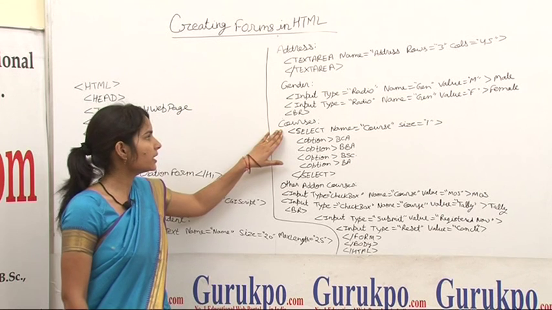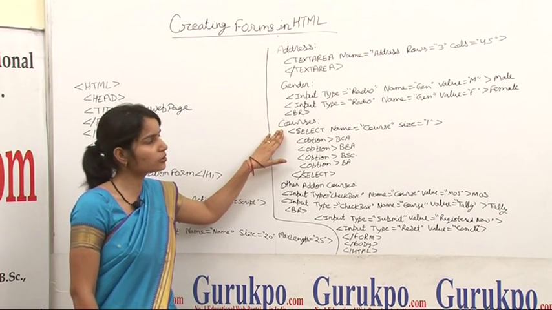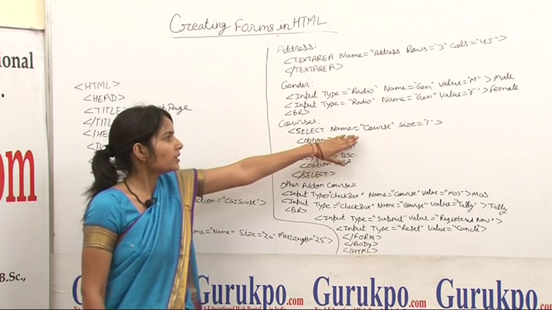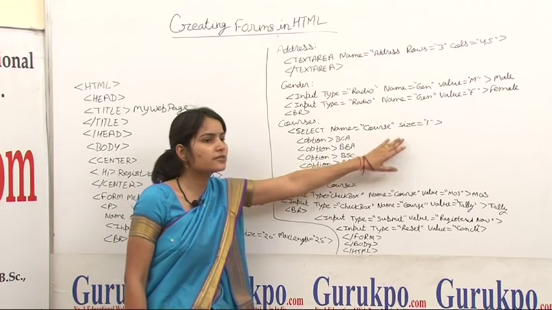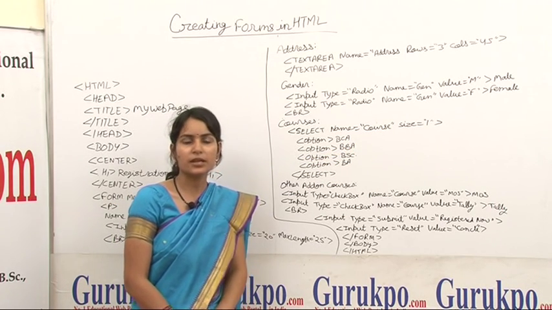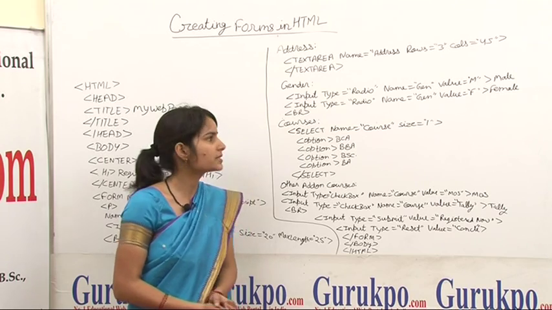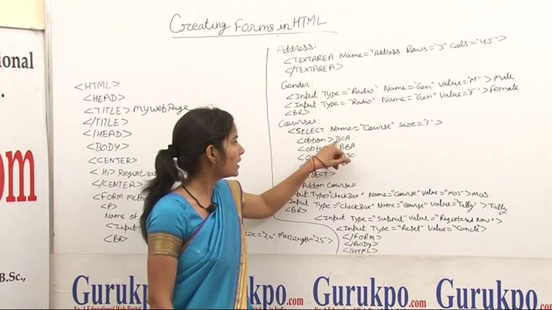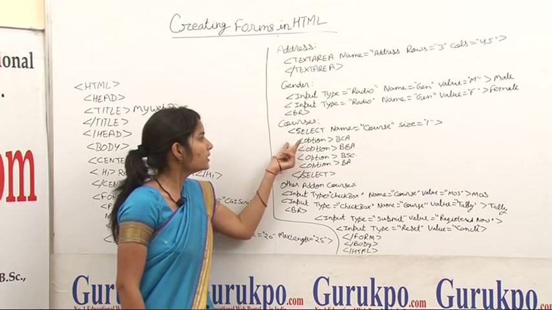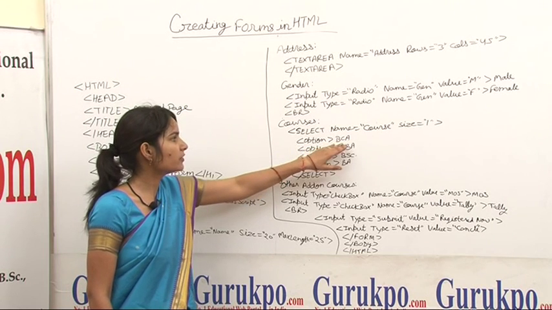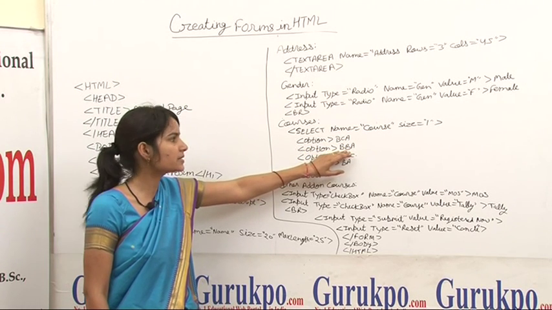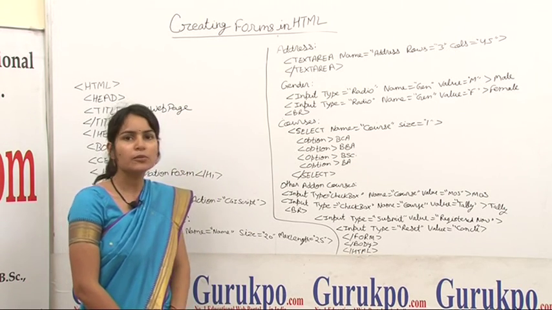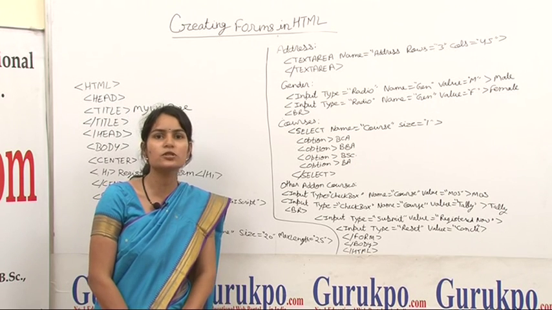Third, we create the courses. We create a list box for the courses. To create a list box we use the select tag. The name of the select tag is course and the size is 1, which shows that it displays a list box of size 1 only. Only one item will display at a time on the screen. There are 4 options. Option 1 displays BCA, the second option in the list is BBA, the third is BSCA and the fourth is BA. Now we close the select box, that means we close the select list.